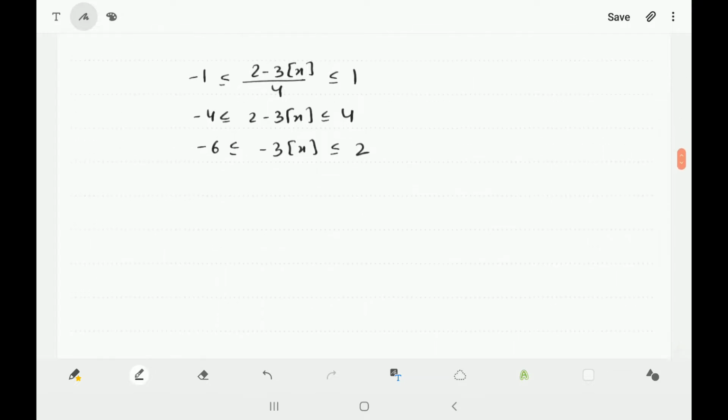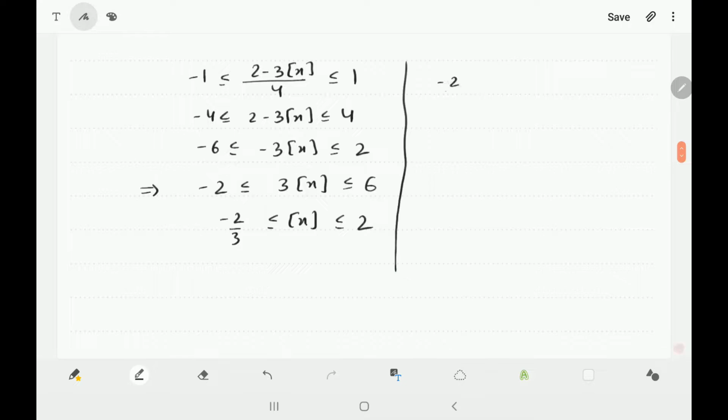Now we should multiply it with a negative sign. So we will have 6, we'll just write 2 on the left hand side. If you multiply with negative, you will get here minus 2, which will be less than 3 greatest integer x, which will be less than 6. Is this clear? I have multiplied with negative 1 and changed the sign of the inequality. Now greatest integer x should always be greater than minus 2 by 3 and less than or equal to 2. So now we can break this inequality into two parts: minus 2 by 3 is less than greatest integer x, intersection greatest integer x should be less than or equal to 2.